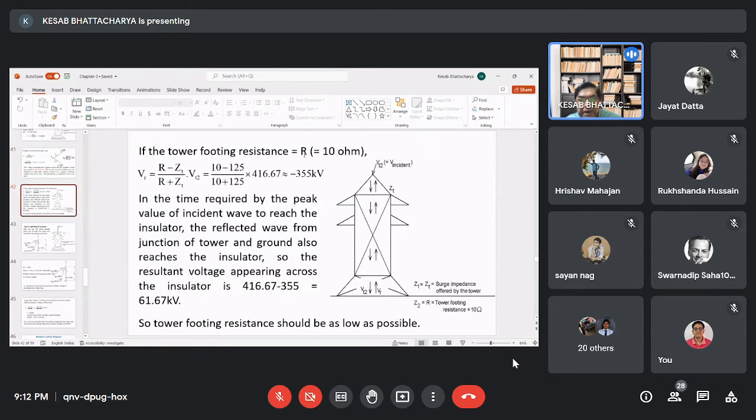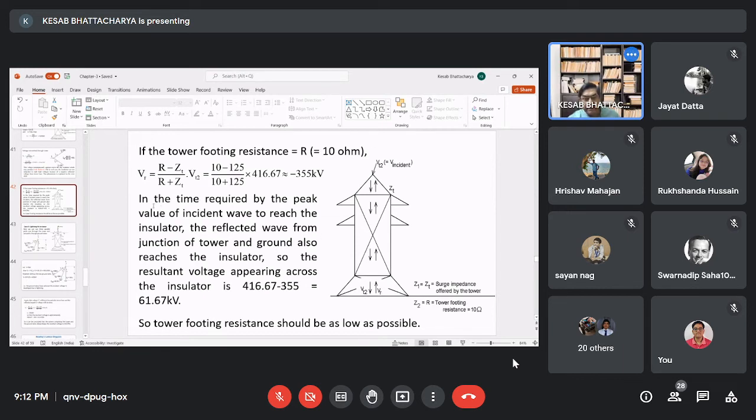If the tower footing resistance is 10 ohm, then the reflected voltage from the tower base can be computed using the same relation: (R minus ZT) by (R plus ZT) into VT2. That is equal to (10 minus 125) by (10 plus 125) into 416.67 kV, where 125 is the surge impedance of the tower body. Therefore, a negative reflected wave of magnitude 355 kV will come across the insulators from the tower base.